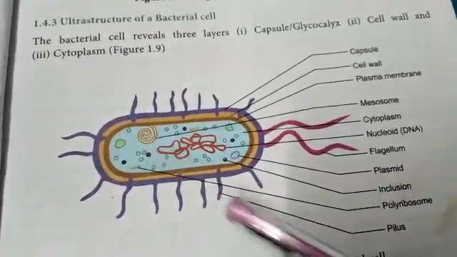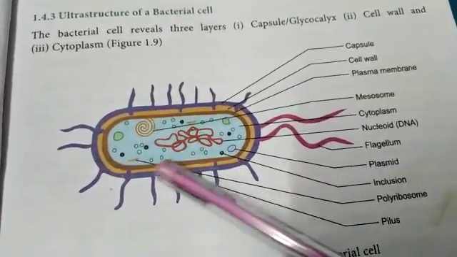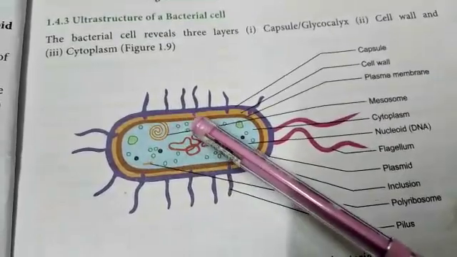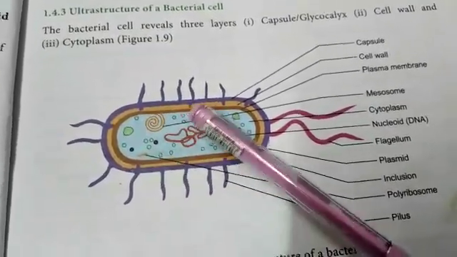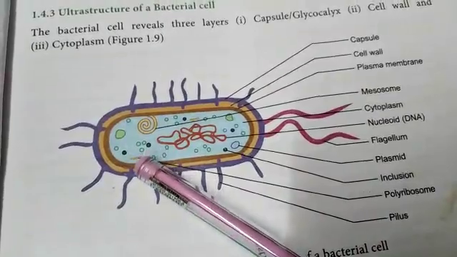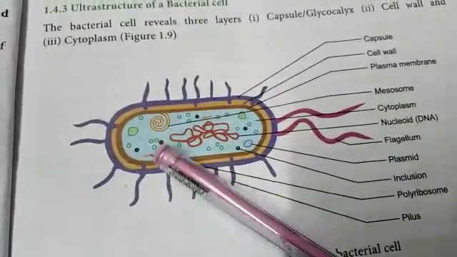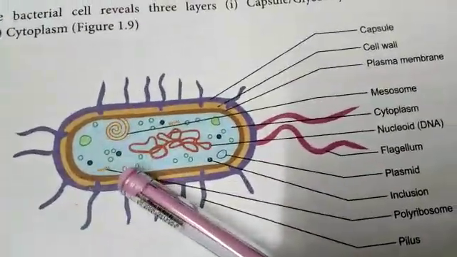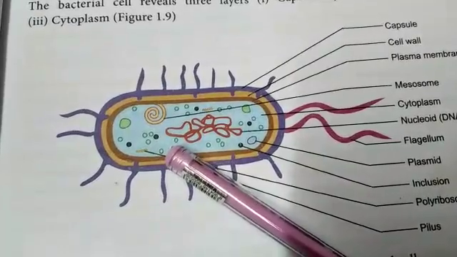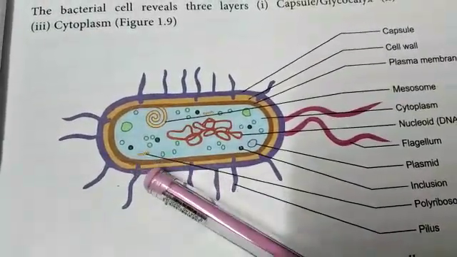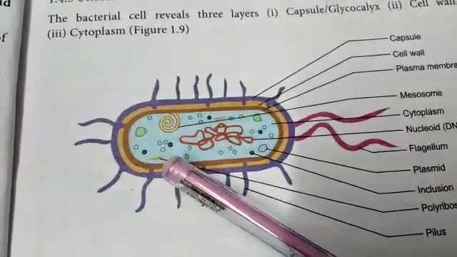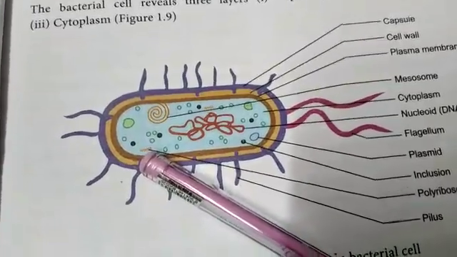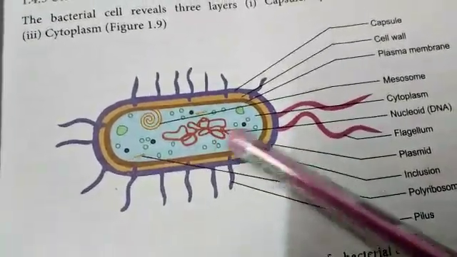Then the next one is the polyribosomes or polysomes. We already know that ribosomes are the site of protein synthesis. Their number varies in a bacterial cell from 10,000 to 15,000. A prokaryotic ribosome has 2 subunits, the 50S and 30S subunits. Ribosomes together with mRNA form the polysomes or polyribosomes.